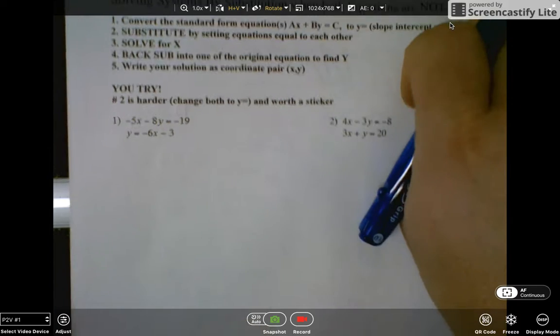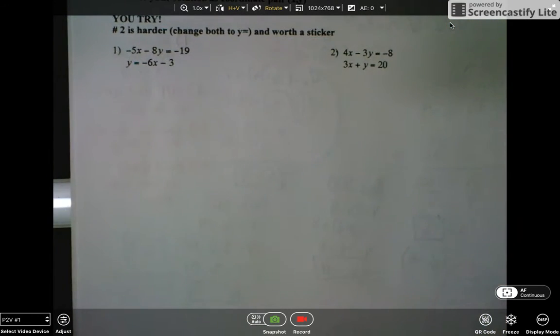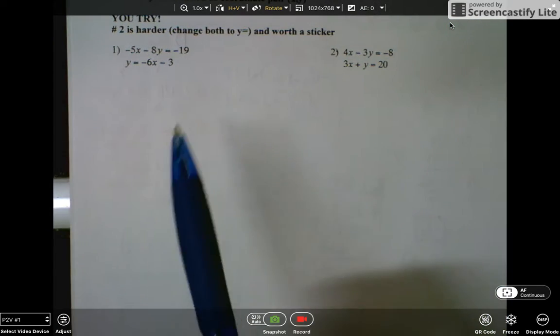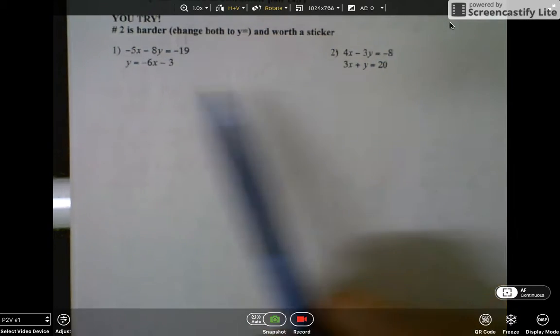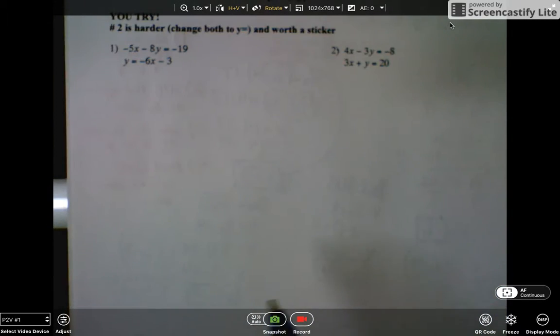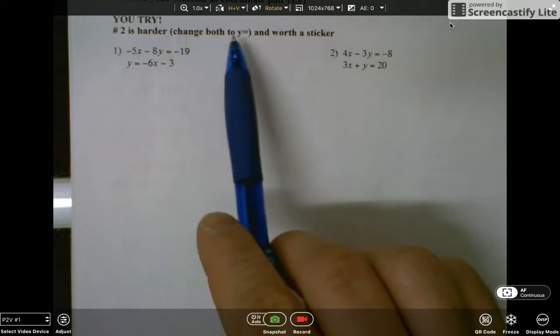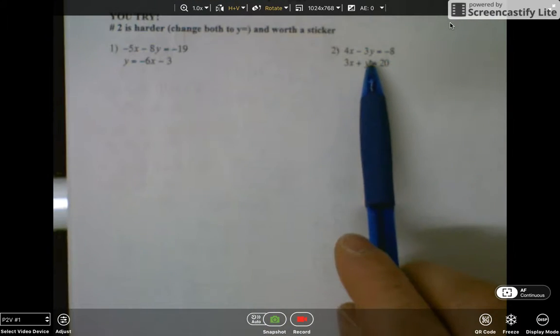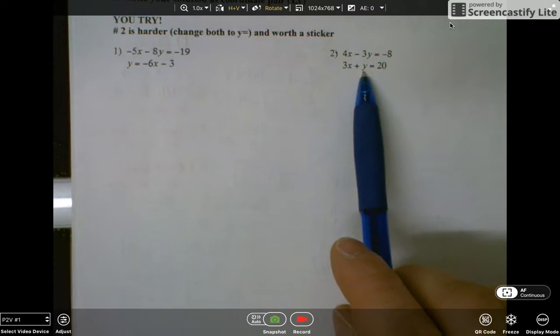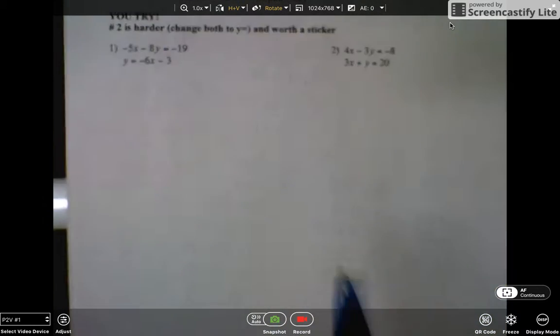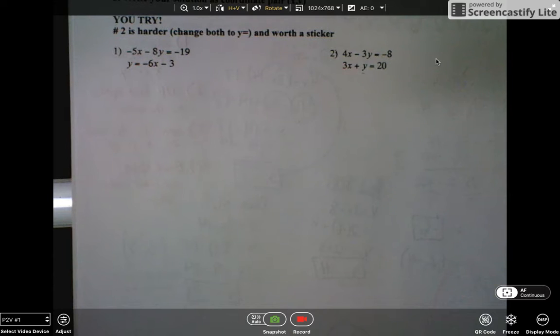So now I'm going to pause the video and take any questions that you have, and on the next page, I would like to ask you to try these two systems using the notes we just took as a guide. And number 2 is a little bit harder because you're going to have to solve for that y. So that one's worth a sticker. Good luck. Hope this video helps.